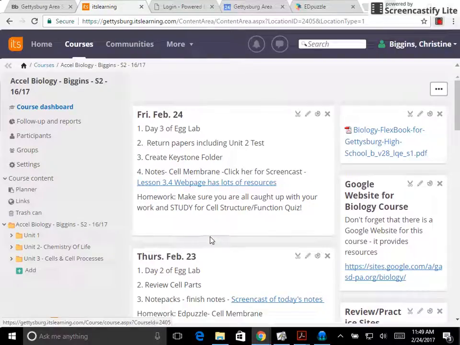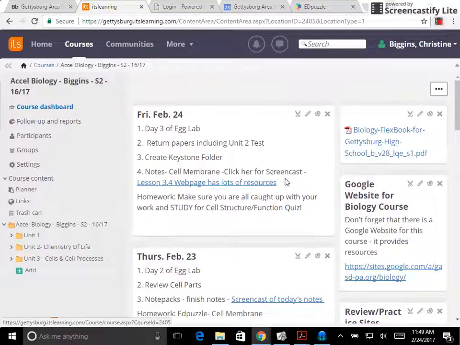Today, we're going to introduce the cell membrane. So that's lesson 3.4. If you were absent, I just want to remind students we're continuing to work on the egg lab, and we also created a folder to keep our tests in today. So please check the basket when you get back.